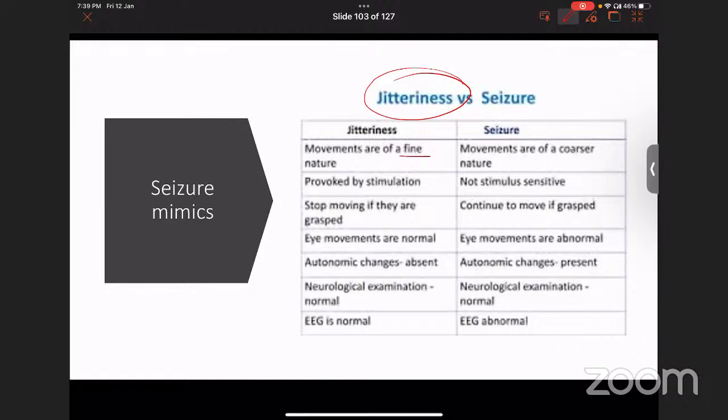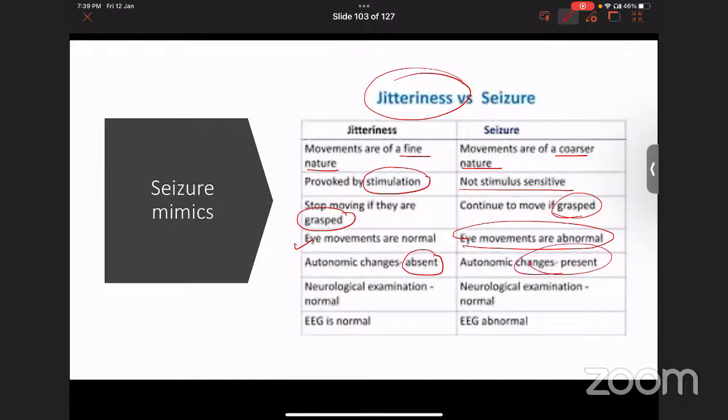Normally, jitteriness is fine in nature, whereas seizures are coarser in nature. Jitteriness is provoked by stimulation, and it is stopped by grasping the hand of the child. But seizures are not stimulus sensitive and they continue to move even if grasped by the hand. Eye movements are normal in jitteriness, whereas eye movements are abnormal in seizure. Autonomic changes will be absent in jitteriness, whereas tachycardia and apnea will be seen in seizure.